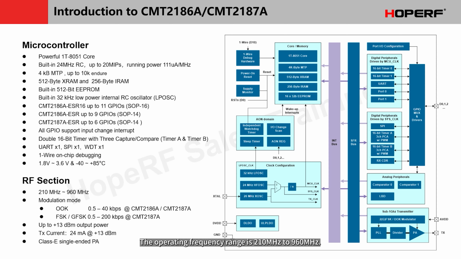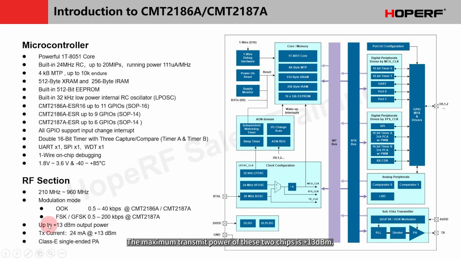The operating frequency range is 210 MHz to 960 MHz. The difference is that CMT2168A only has OOK mode. The low speed rate under OOK mode is 0.5 kbps. The upper limit of the rate is 40 kbps. And CMT2187A adds FSK and GFSK with Gaussian filtering. Its low speed rate is 0.5 kbps. The upper limit of the rate is 200 kbps.